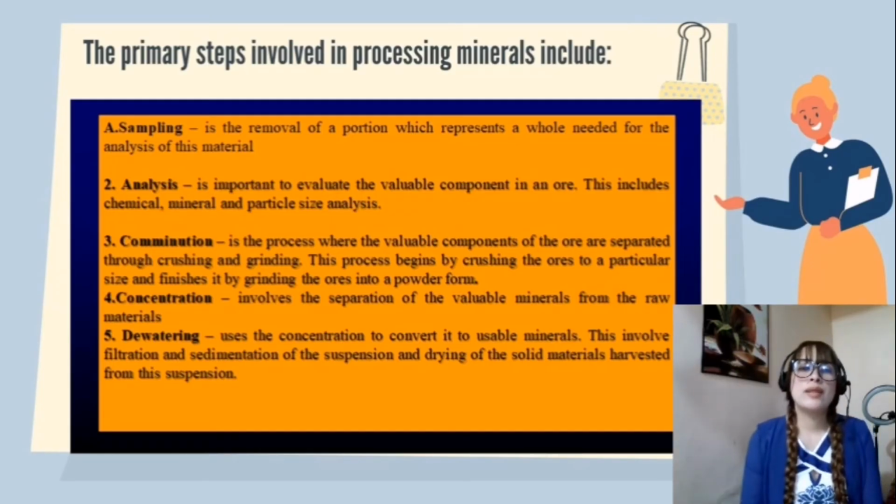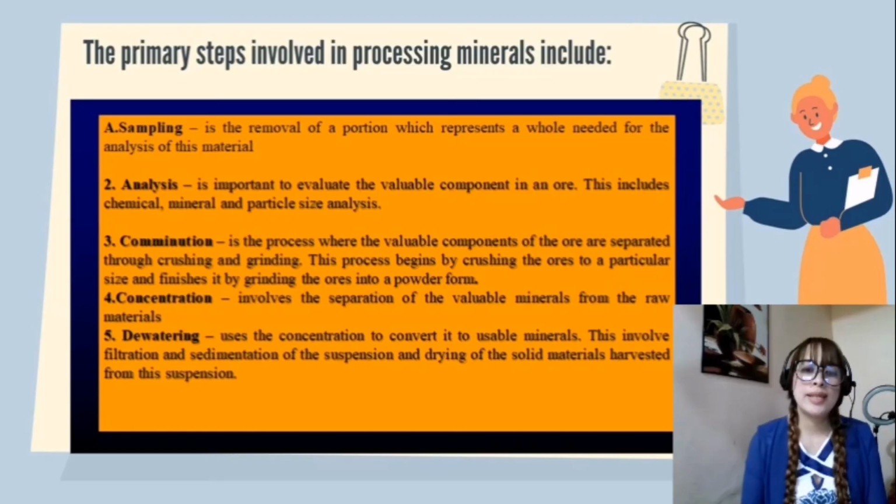Now, the primary steps involved in processing minerals. So let's do the step-by-step process in doing this ore mining. The first one is sampling. Sampling is the removal of a portion which represents the whole, needed for the analysis of the material. So it's just like you want to choose. You remove a portion of the rock in order for you to choose which one could be used in getting the important minerals or components.